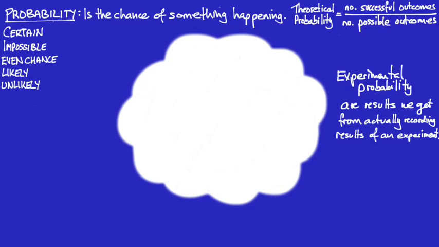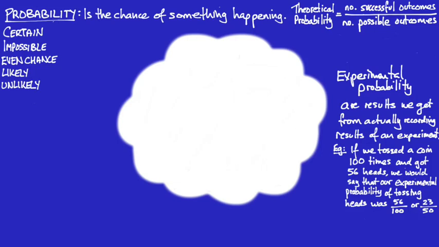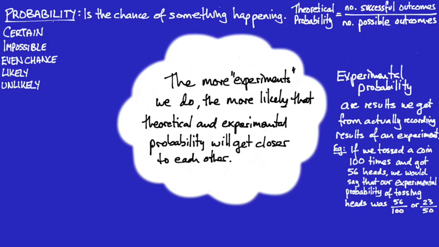Another term you might come across is experimental probability. Well, this is when we get results from actually doing an experiment and record the results. So for example, if we tossed a coin 100 times and got 56 heads, we would say that the experimental probability of tossing heads was 56 out of 100, because there's 56 successful outcomes out of the 100 possible. Or we could simplify that to 14/25.